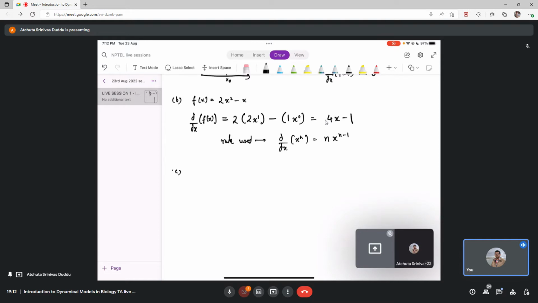So the next bit we have is f of x equals e power x plus 1. Again, if I have also by mistake taken some wrong question or something, please let me know. You can point it out.